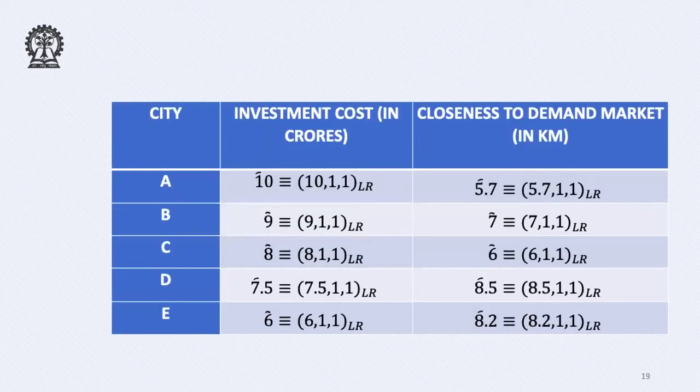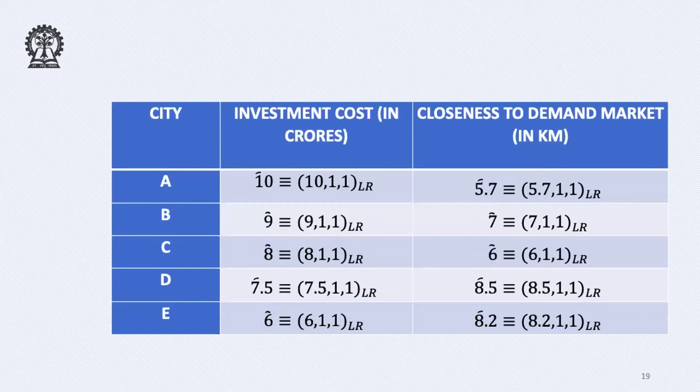Now, you see, this is the data. The alternatives are A, B, C, D, E. These are my decision space, only alternatives, but the investment costs in the individual cities are given in this manner: 10, 9, fuzzy 10, fuzzy 9, fuzzy 8, like that. And the closeness to the demand market as well has some other value. Can you identify a single one which is the best one?